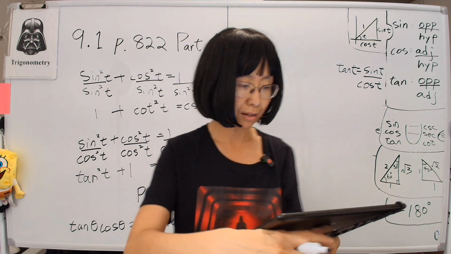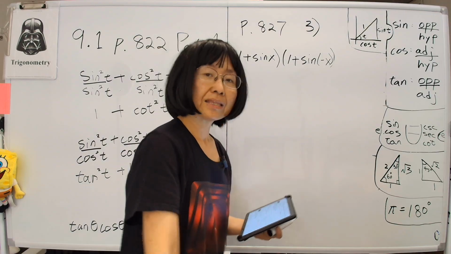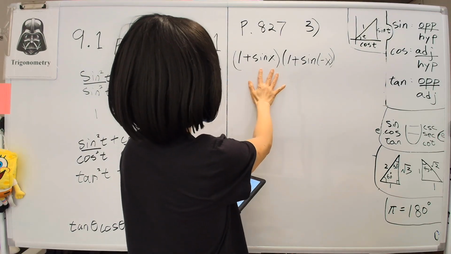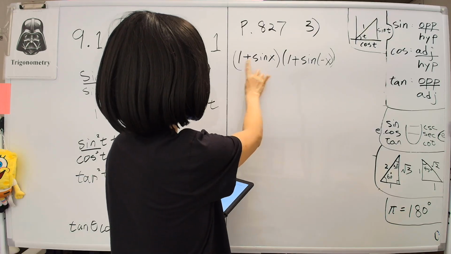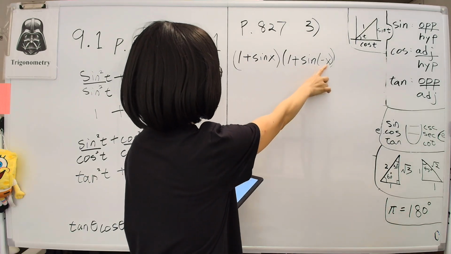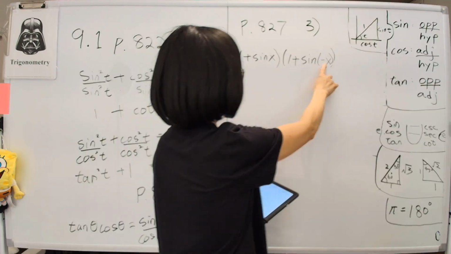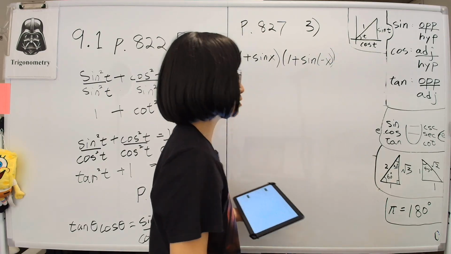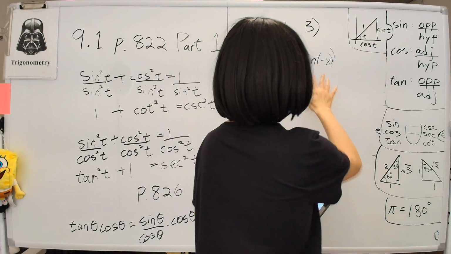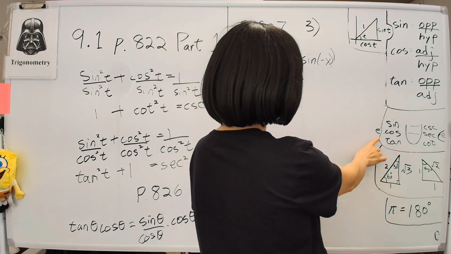Example 3, all right, let me write it down. Now here is example 3 on page 827. We have 1 plus sine x and 1 plus sine of minus x. Whenever you see a minus inside, let's get rid of it somehow, either take it out or something. And so consider the rules for taking stuff out.